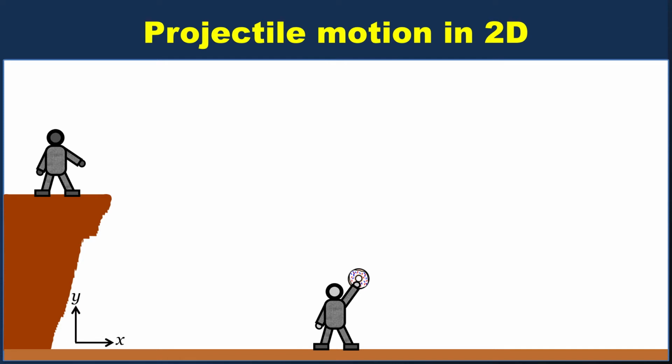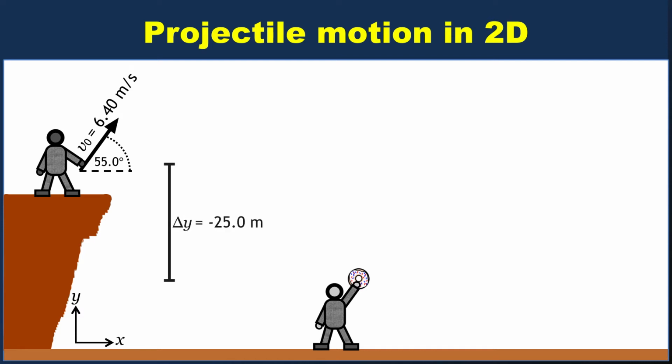And let's imagine that you're so practiced at throwing food that you know you threw that donut with an initial velocity of 6.40 meters per second at an angle 55 degrees above the horizontal. Furthermore, let's imagine that you somehow know that the donut's displacement in the y direction is negative 25 meters. Maybe you know the height of the cliff and you assume that you and your friend are about the same height.